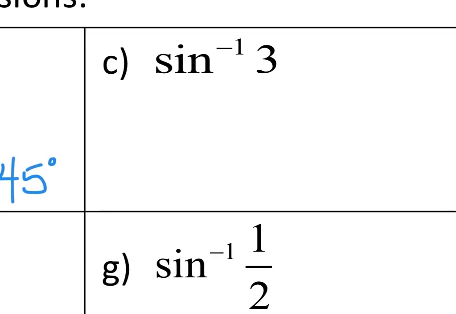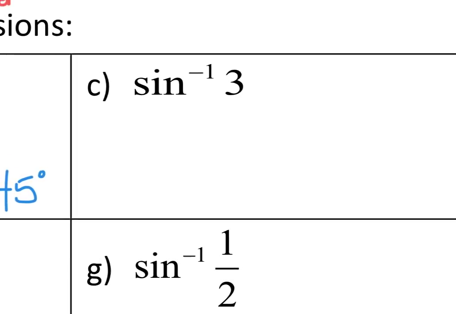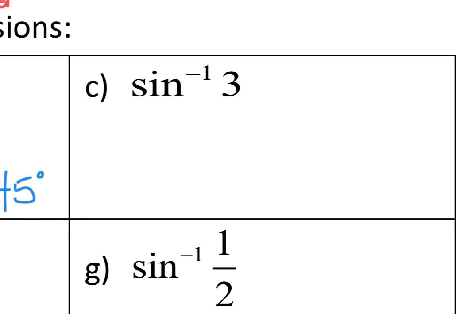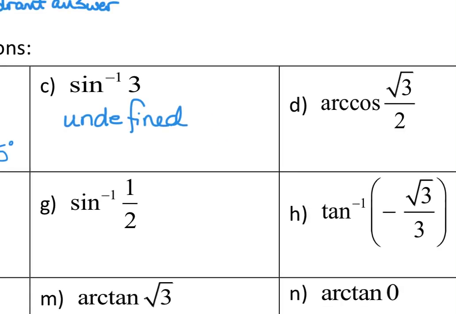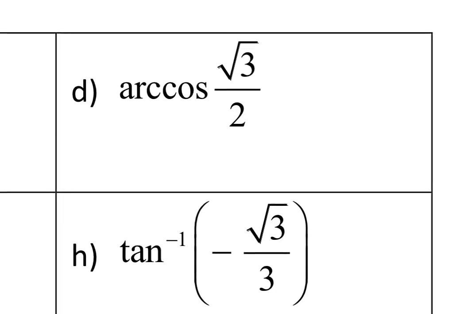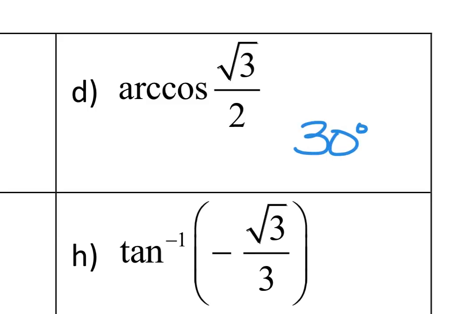Neither sine nor cosine has the number 3 in the range of the inverse function. And so for part C, sine inverse of 3, well, 3 can't be an input to sine inverse, and so we're going to say that this is undefined. For part D, positive input into cosine inverse will behave the same in the first quadrant as sine and tangent, and so your answer is going to be a first quadrant answer, and you'll get 30 degrees here.